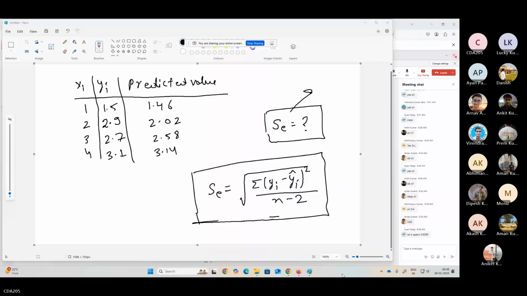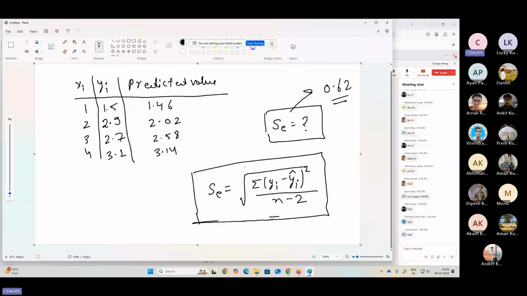0.62. Okay, so two persons are getting 0.62. Anyone else? Anyone is getting 0.4 or 0.62? Okay, Ankit, you are also, so three persons are getting 0.62. So the value is 4%. So the output is 0.62.